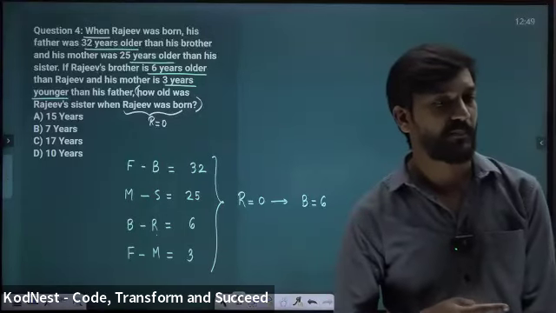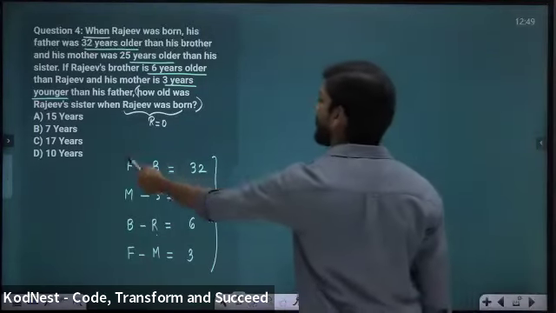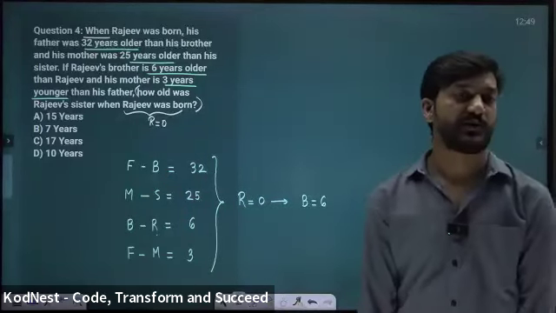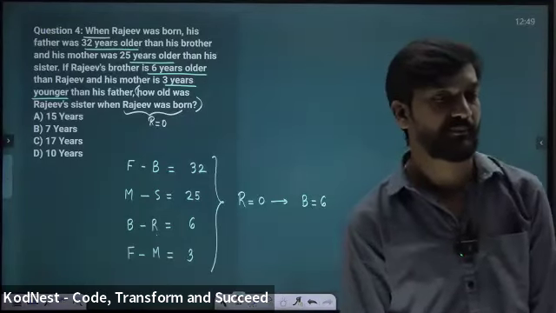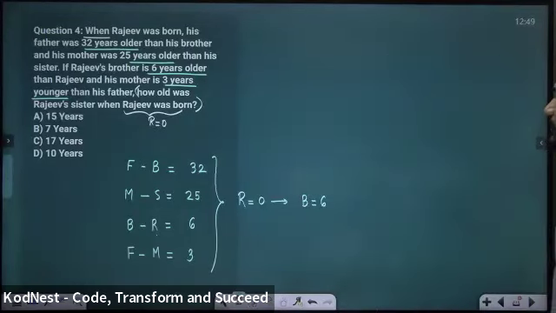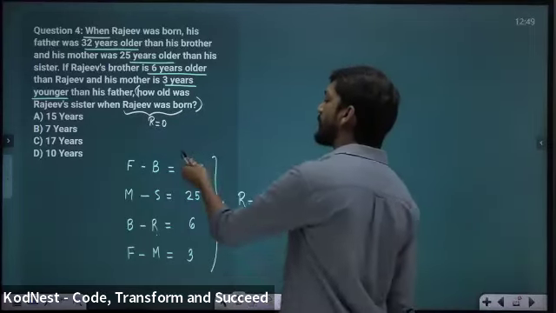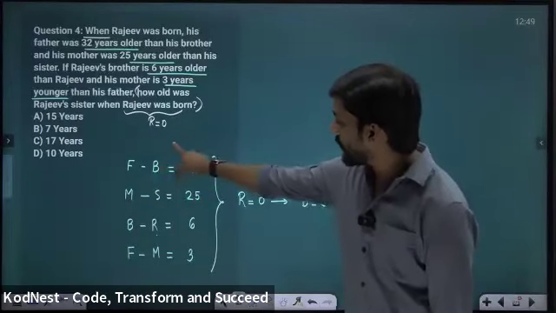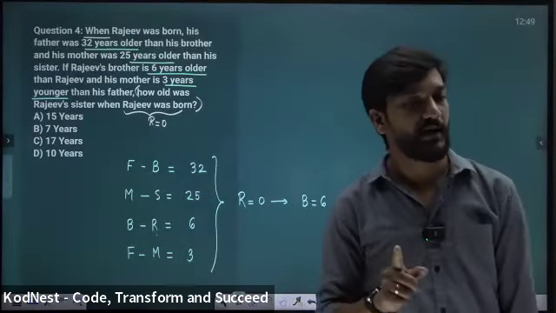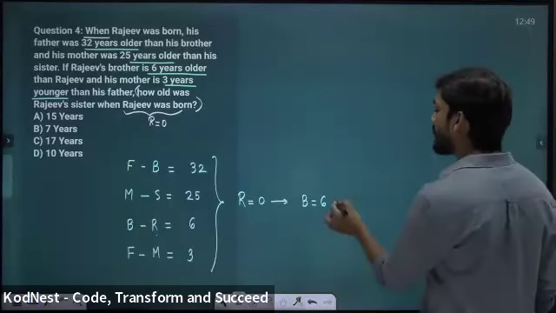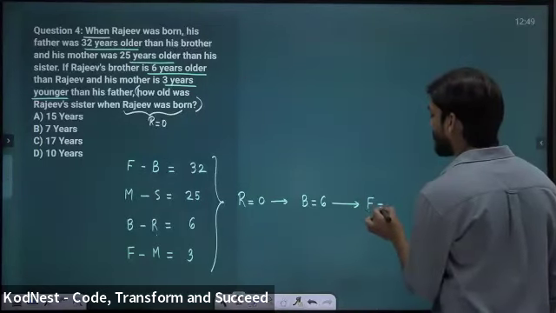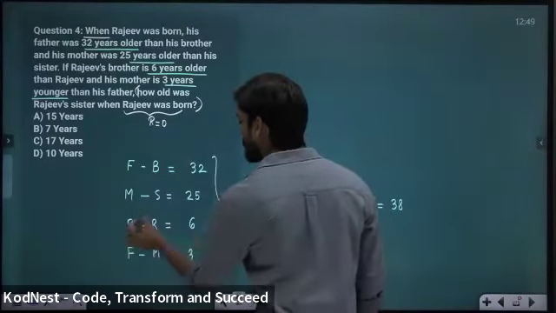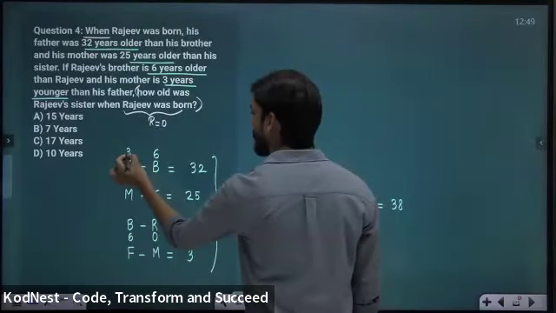Now if brother is 6, what else can you get? Father's age, how much? Father minus 6 equal to 32. Father, how much? 26? How come 26? It is not 32 minus 6. No, it is minus 6, so it will become plus 6. So 38 comes out as father's age. So first you will write 0, brother comes out as 6. Then you will write 6 here, father comes out as 38.